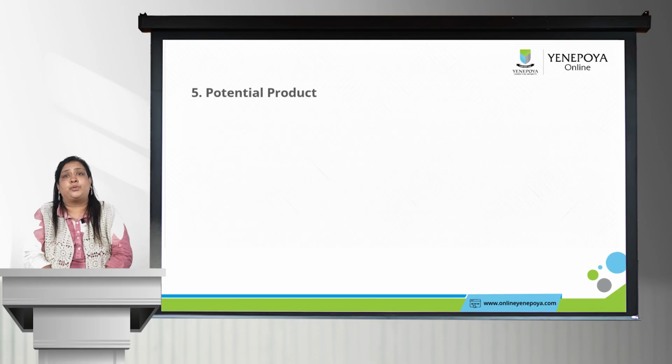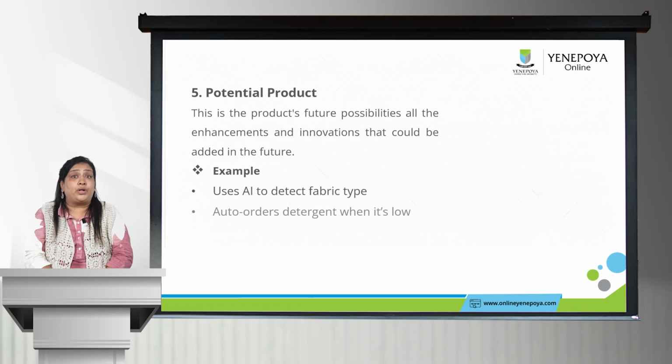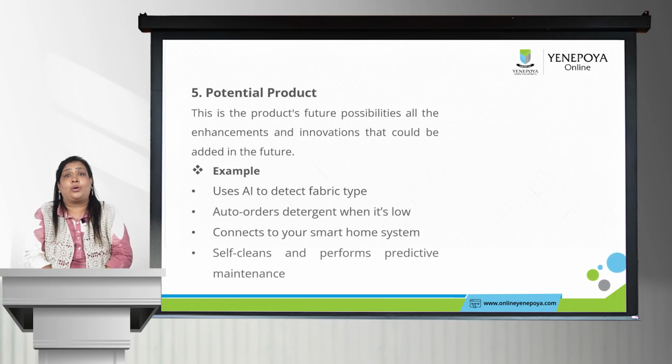And the fifth is potential product. This is the product's future possibilities, all the enhancements and innovations that could be added in the future. Example, a washing machine that uses AI to detect fabric type, auto orders detergent when it's low, connects to your smart home system, self cleans, and performs predictive maintenance. The potential product is what innovative companies are always working towards.